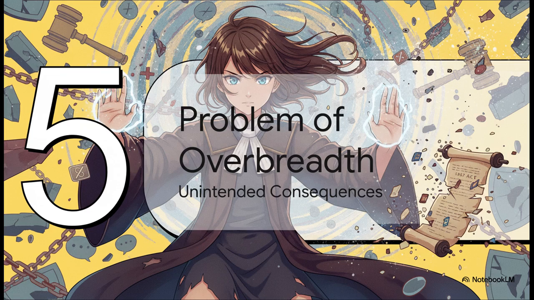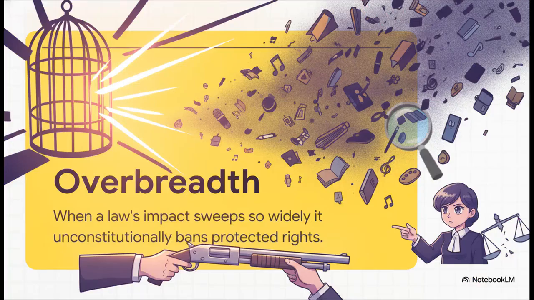This leads us to Section 5, the problem of overbreadth and the unintended consequences. Now, this is exactly where abstract legal theory turns into a tangible, real-world threat. To strike down the law, the court relied on the concept of overbreadth, which is when a law's net sweeps so widely that it unconstitutionally bans protected rights while trying to hit a legitimate target. And get this, the state's own lawyer actually conceded this point. They admitted the 1967 Act was essentially a loaded shotgun meant to just hit absolutely everything in its path.